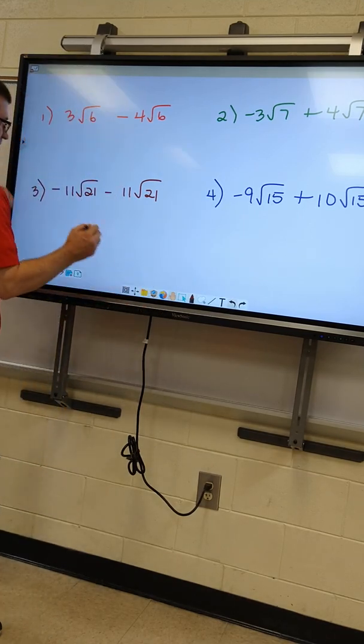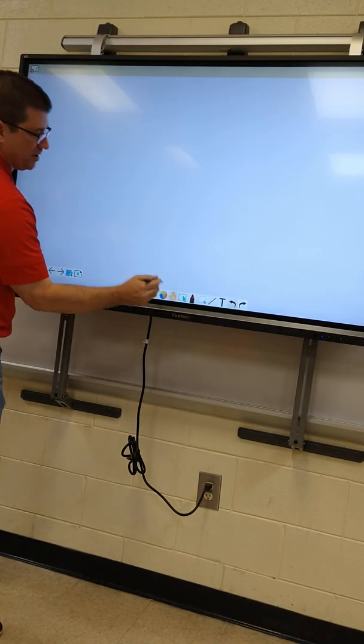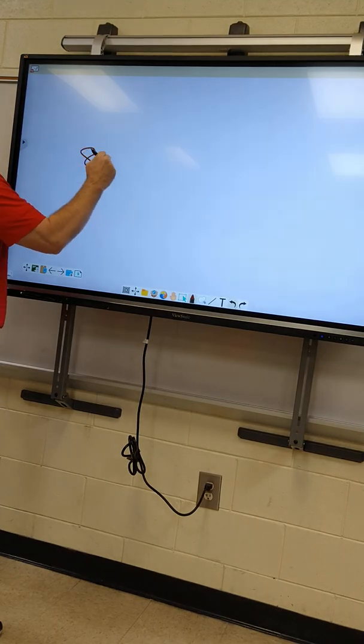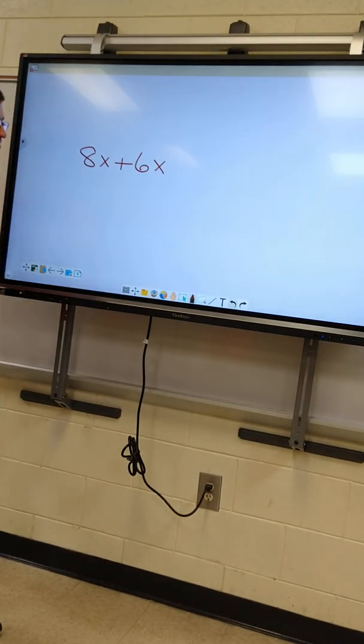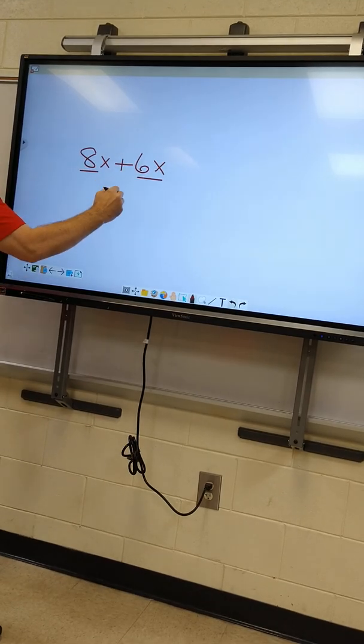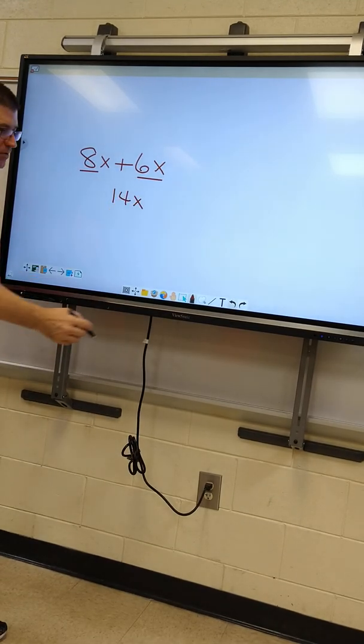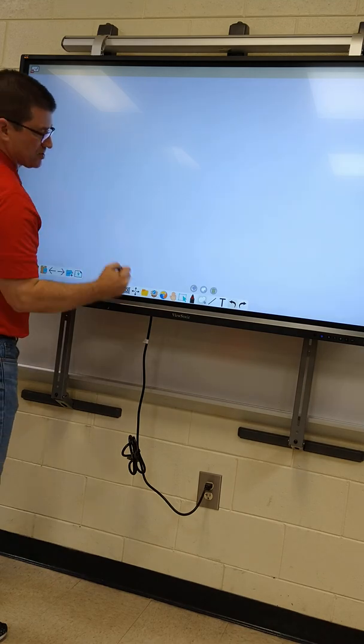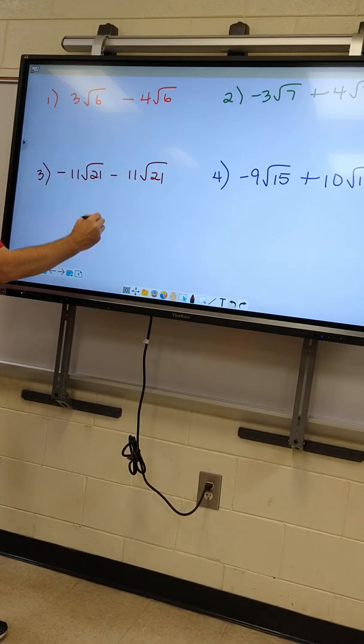All right, let's look at this. I'm gonna make y'all up a problem before we do this. What if y'all have 8x plus 6x? What's that equal? You add them up. They're like terms, so it's 14x, right? Okay. So what we're doing now with square roots is the same thing.